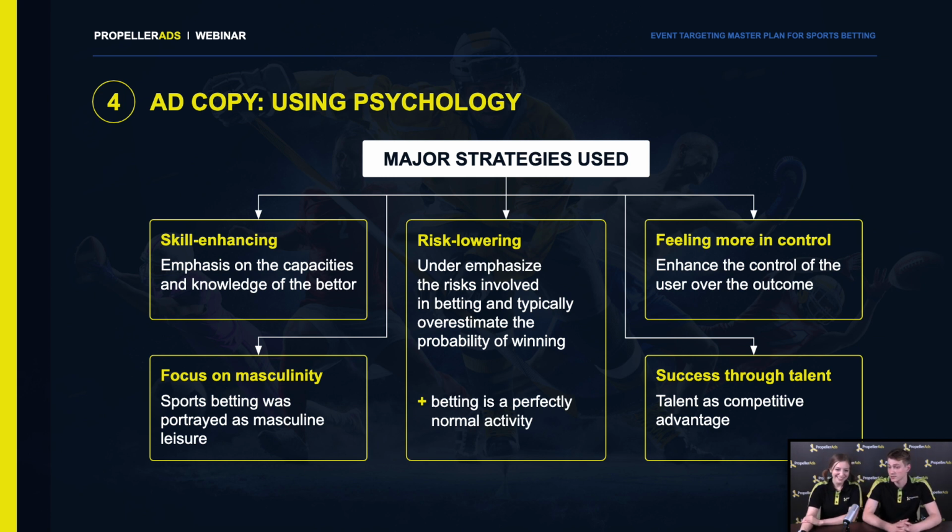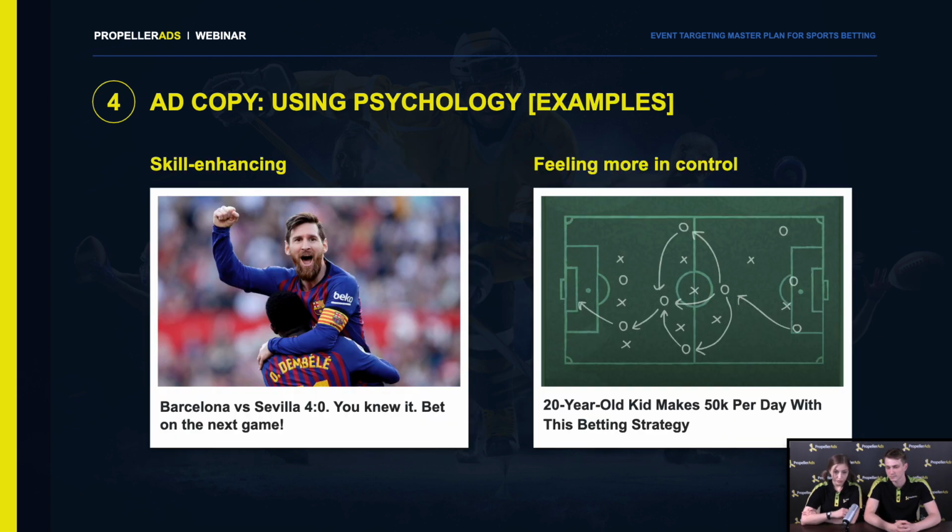And you need to make people feel more in control. You need to enhance the control of the user over the outcome. Then we have some examples. Can you explain them? Can you analyze them? Yes, I would give a couple of comments, since psychology is something I work with while composing the text of the ad copies for the creatives. So the first one is skill enhancing.